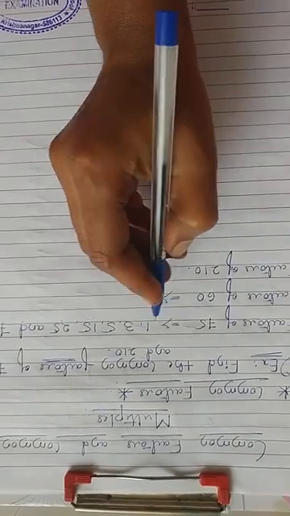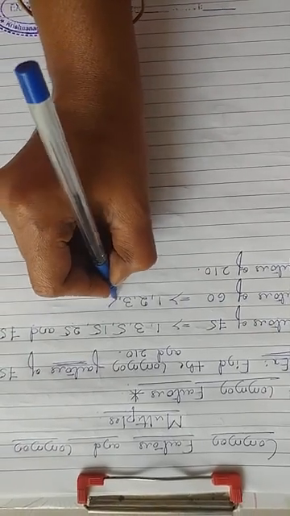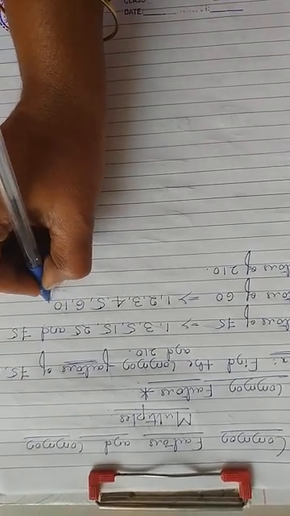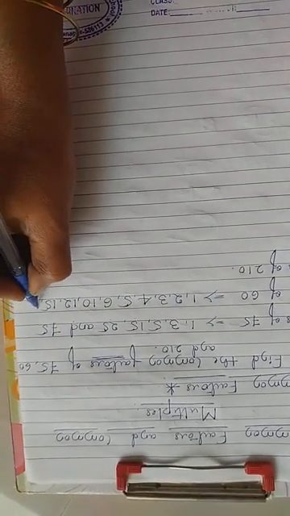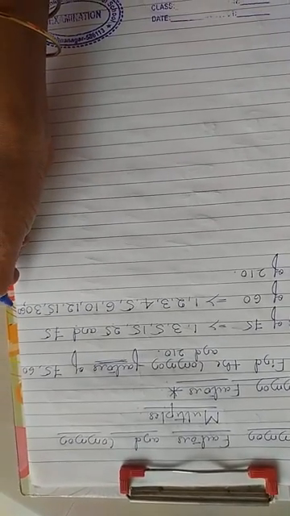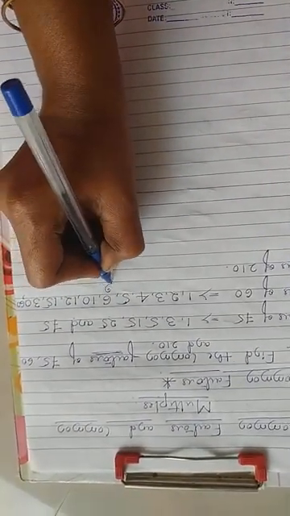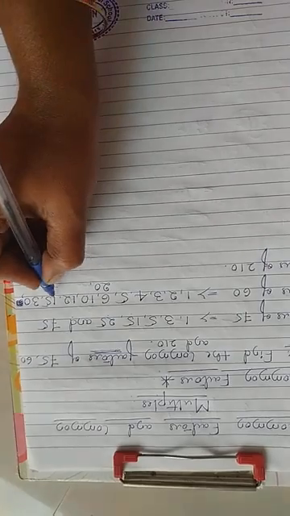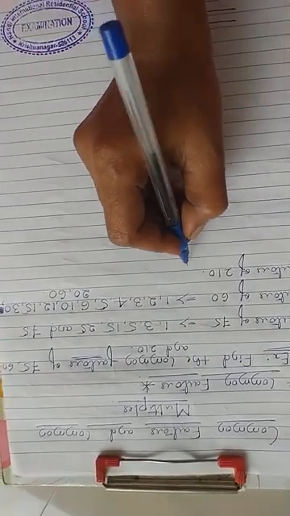Next, factors of 60: 1, 2, 3, 4, 5, 6, 10, 12, 15, 30, and one more, 20, and 60 itself also.